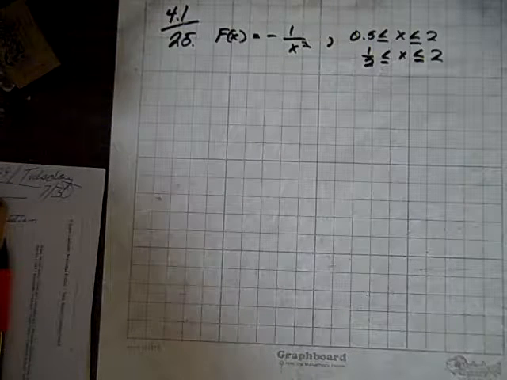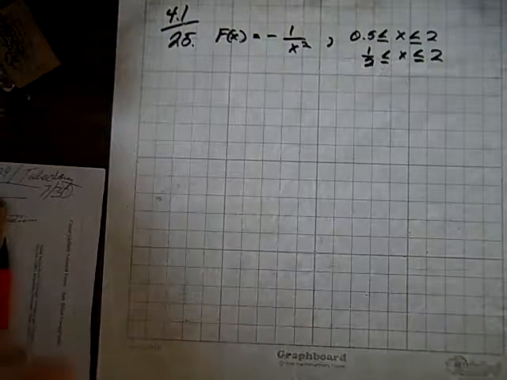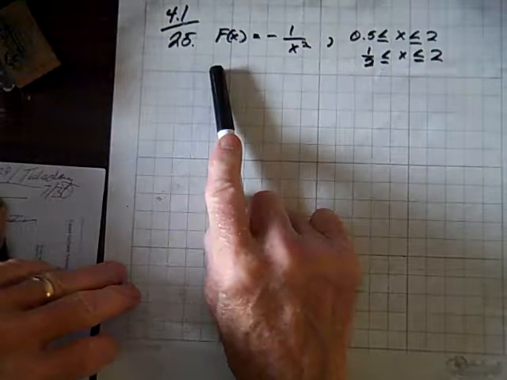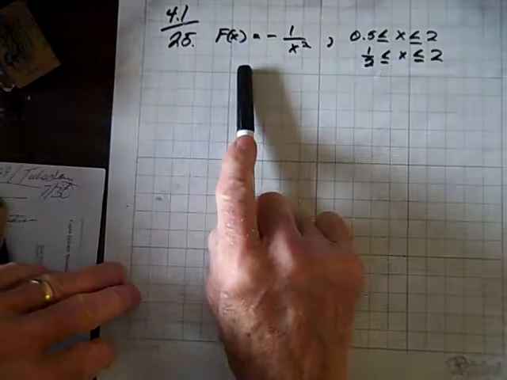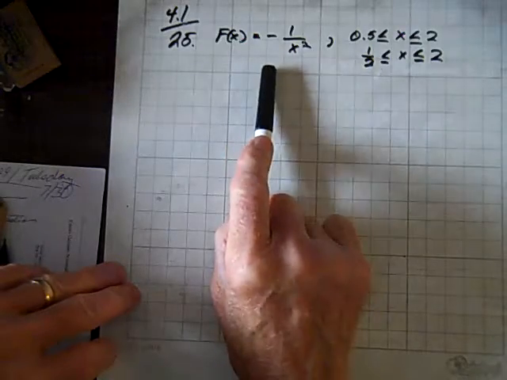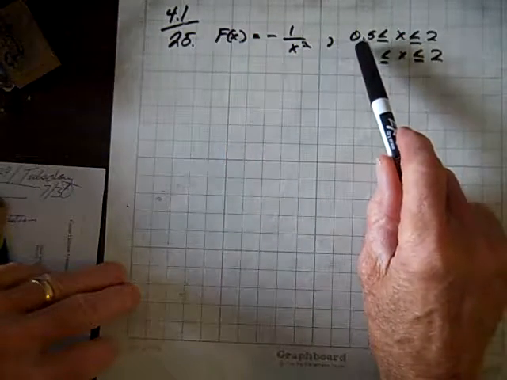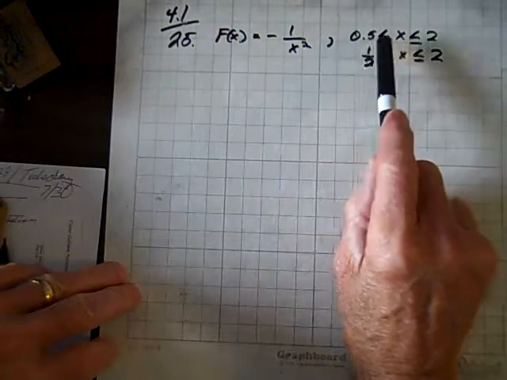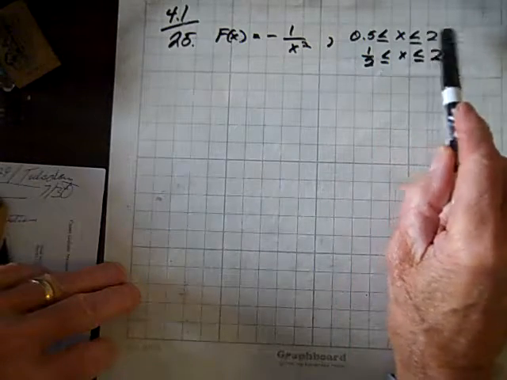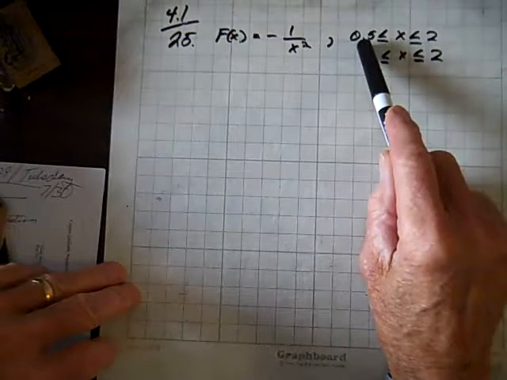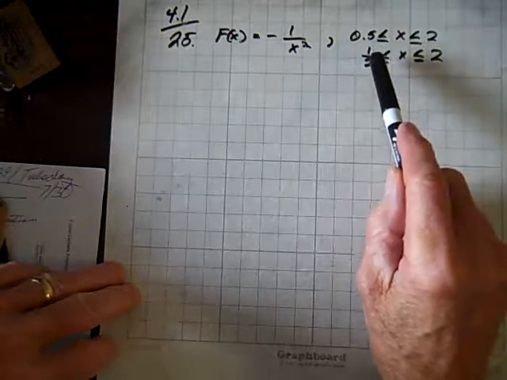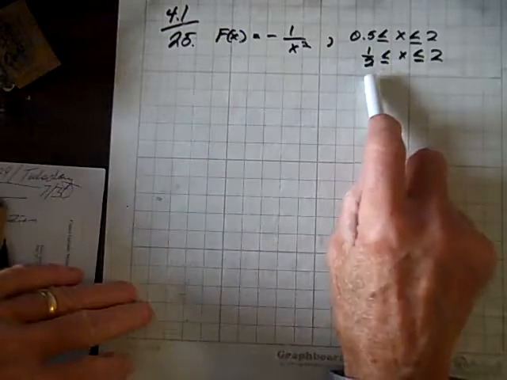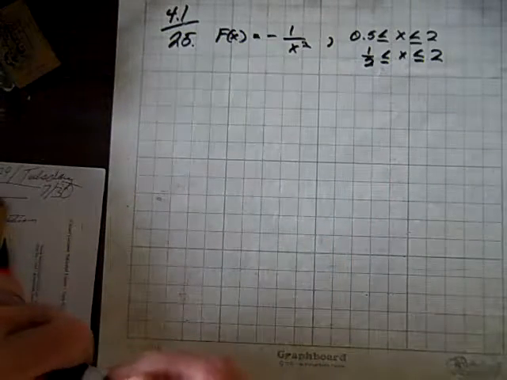Well, now we're doing section 4.1, question 25. And we have to find the absolute maximum, the absolute minimum. We also have to draw the graph. And notice the domain, what they've given us, is restricted to from 0.5 to 2. Well, I wrote 0.5 as 1/2. You can do it in terms of a decimal, or you can do it in terms of a fraction.